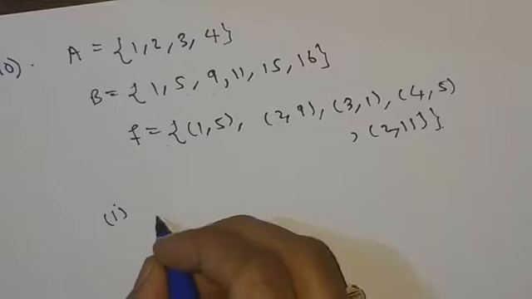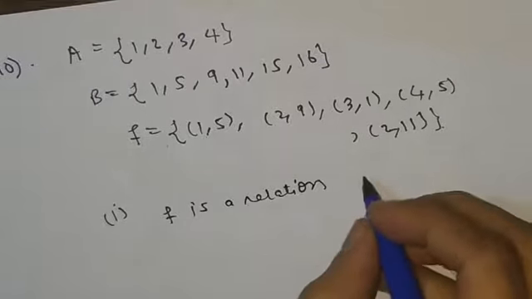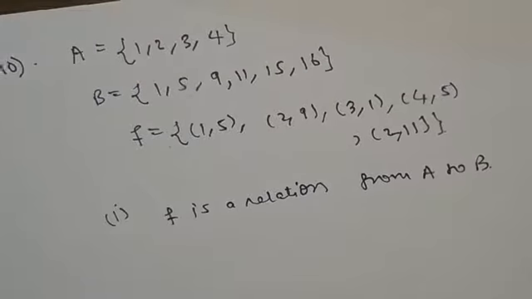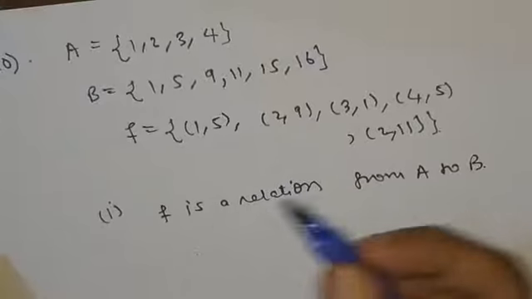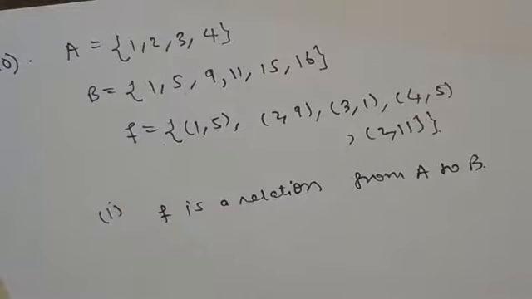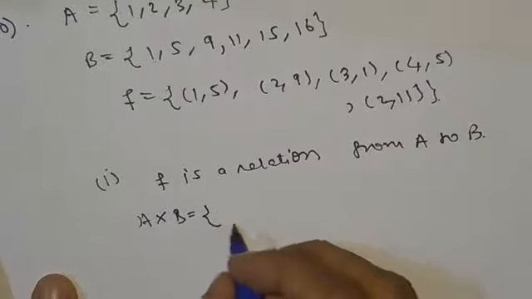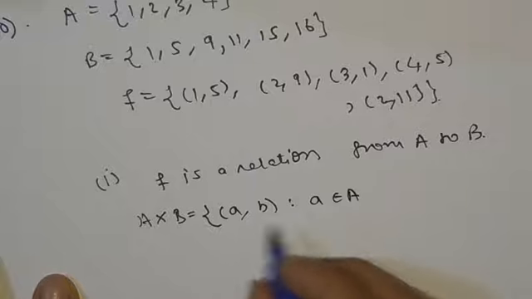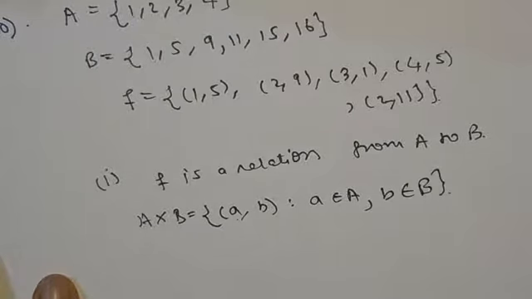So the first statement is, F is a relation from A to B. Now what is a relation? Relation is just a subset of A cross B. What is the definition of A cross B? A cross B is equal to the set of (a, b) such that a belongs to the set A and b belongs to the set B.